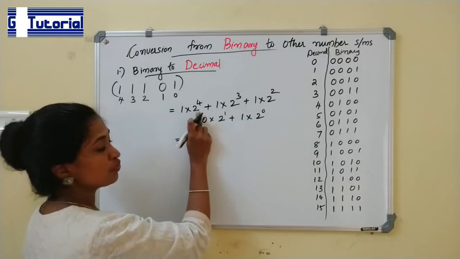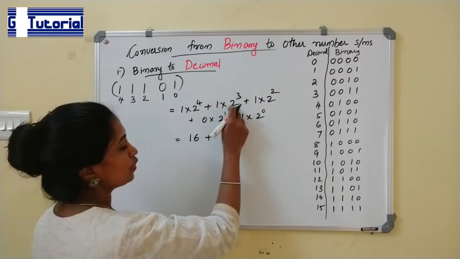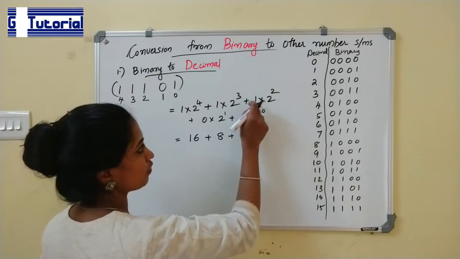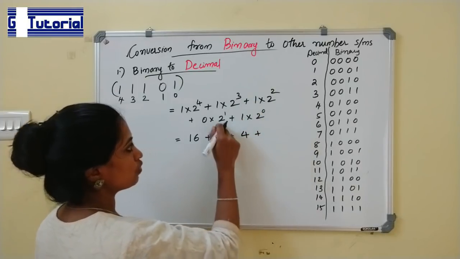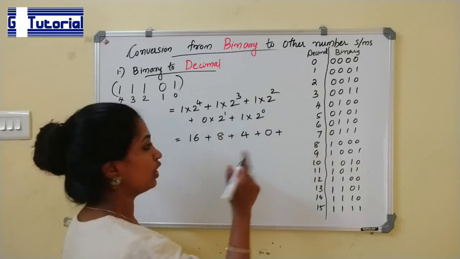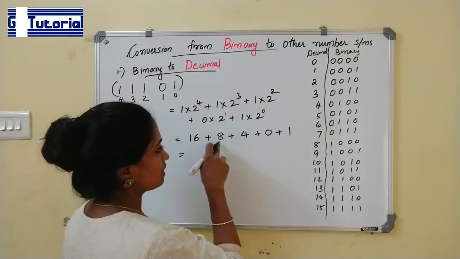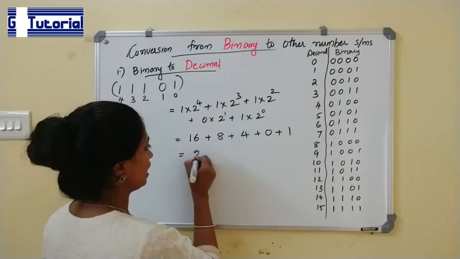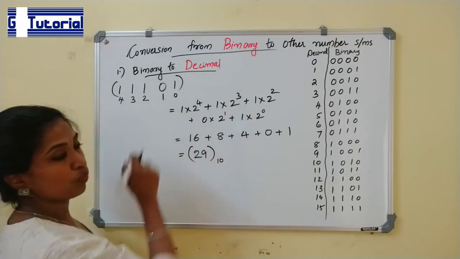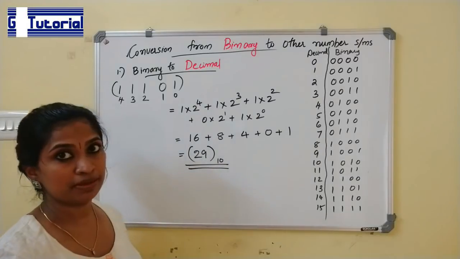1 into 2 raised to 4 is 16. 16 into 1, 16. Plus 2 cube is 8. 8 into 1, 8. Plus 2 square is 4. 4 into 1, 4. Plus 2 raised to 1 is 2. 2 into 0 is 0. Plus 2 raised to 0 is 1. 1 into 1 is 1. So the sum is 16 plus 4, 20, 20 plus 8, 28 plus 1, 29. 29 is the decimal equivalent of the number 11101. So we have studied how to convert a binary number to decimal number.